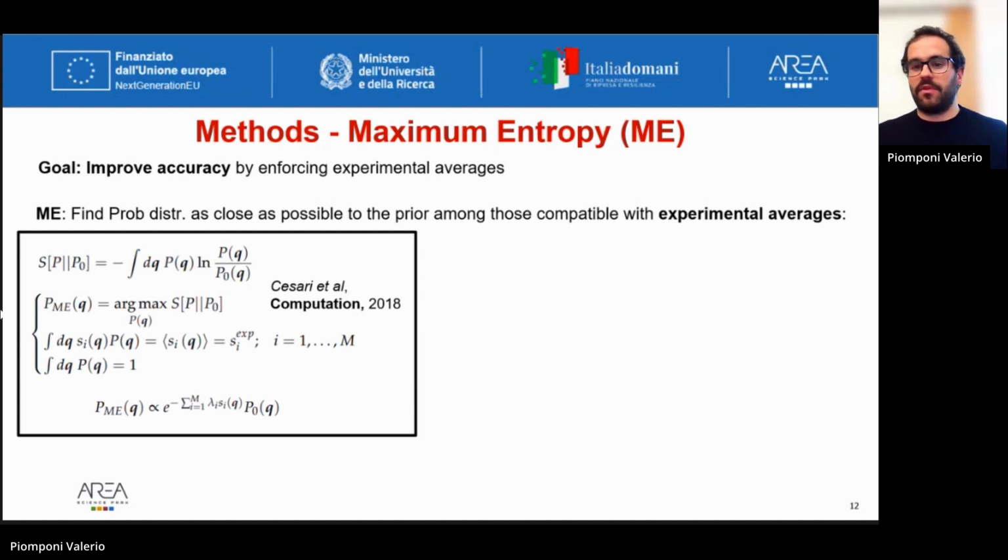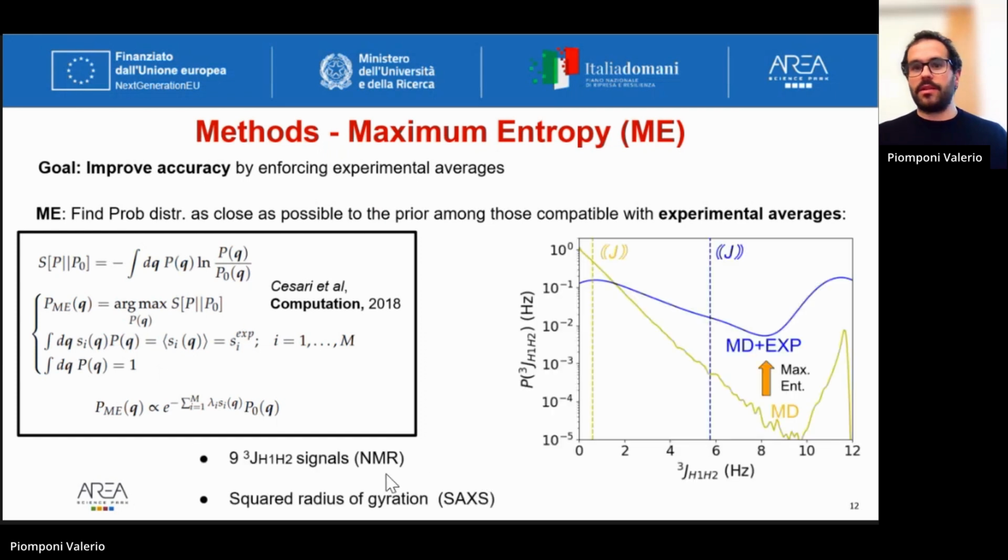Here in the box, I'm giving the formulas for those who are familiar, maybe. It just consists of maximizing the relative entropy by putting some constraint on the observable you want to match with experiments. And then you find a probability distribution that is related to the prior. And the problem is just finding these lambda parameters, which can be found by an optimization procedure by maximizing the entropy. We apply this principle to 9 J-coupling signals that are related to 9 different nucleotides in the structure. And also we apply this on the square radius of gyration that is predicted by SAXS experiment, in order to enforce the right radius of gyration.